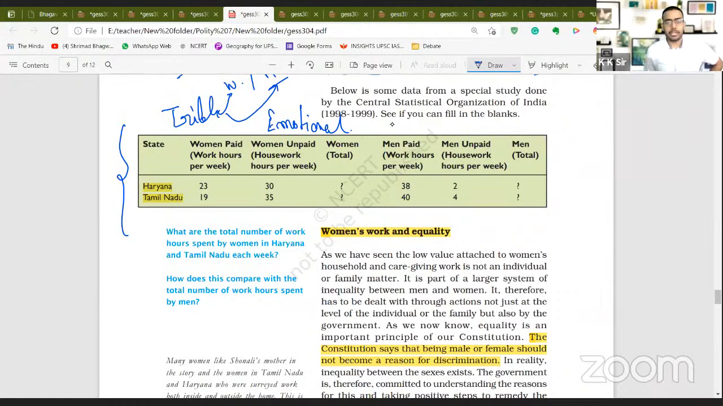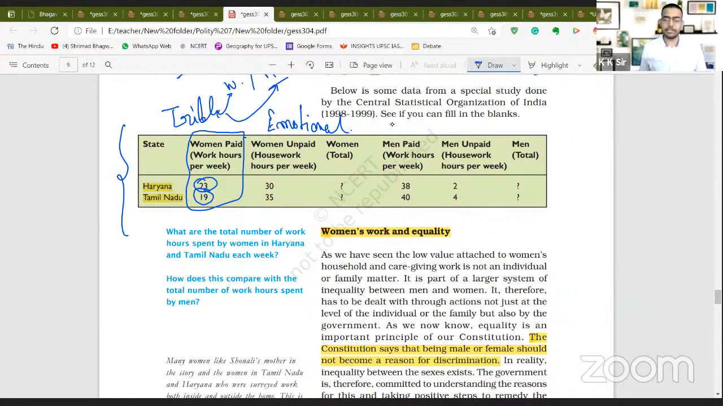State. Here you have some stats about women's paid work and women's unpaid work. You can see in Haryana, 23 hours per week are spent by women in paid work, and in Tamil Nadu, 19. Now, this may, at first glance, seem a little confusing. Why in Haryana, where literacy rate is less, number of women is less, are women doing more paid work than an educated, developed state like Tamil Nadu?